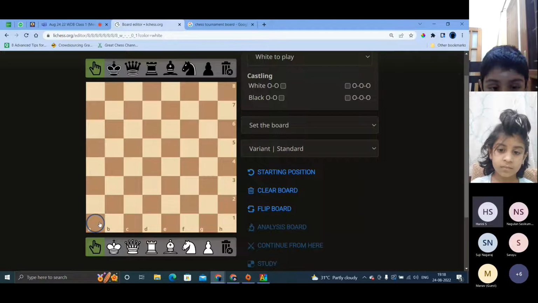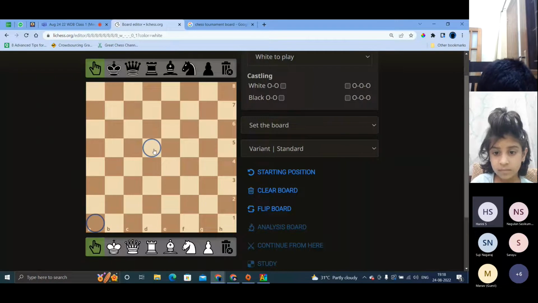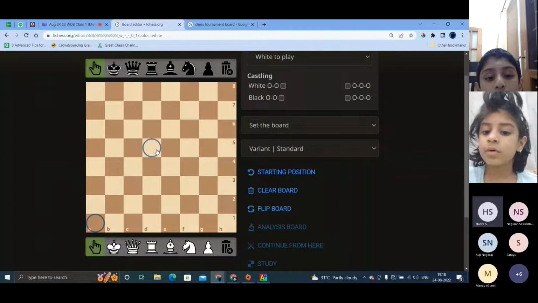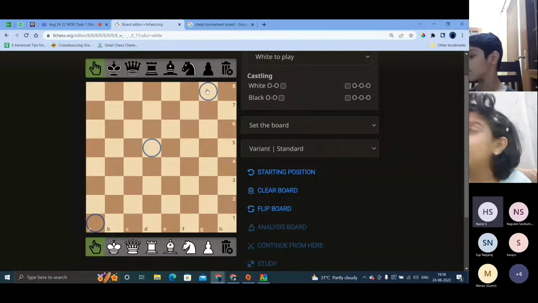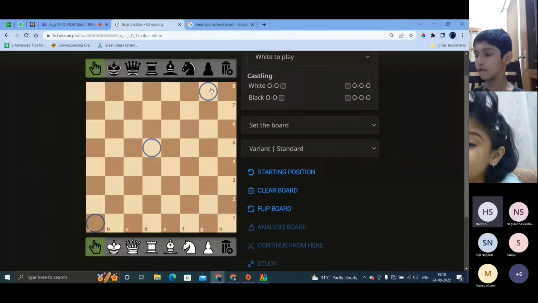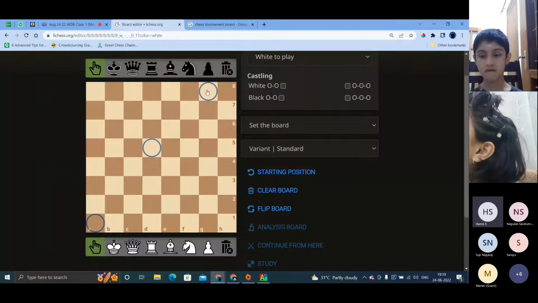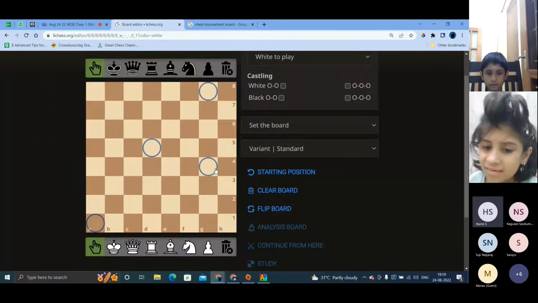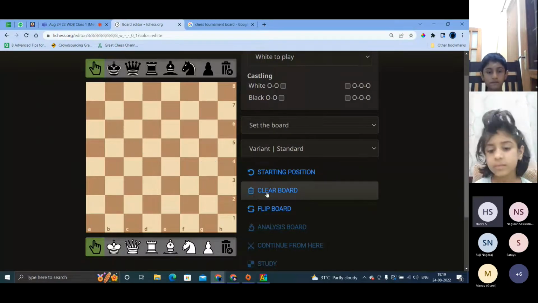So this will be A1. Now this will be D file and then fifth rank. So you put the letter first, then put the number. So this would be D5 and this would be G and then 8. So you call this G8. This would be G4. G4. Okay. So this is how we will be naming a square.